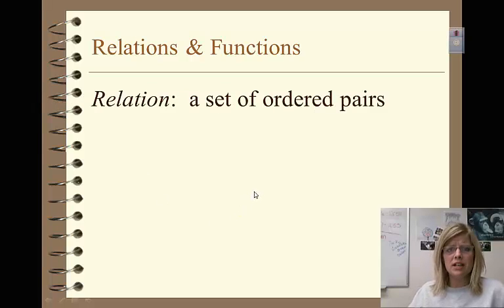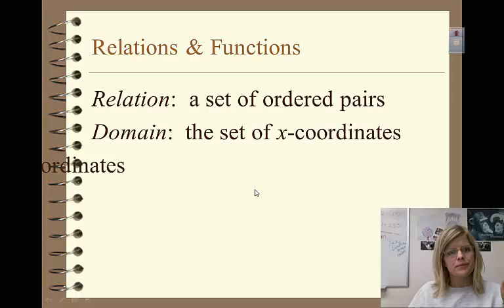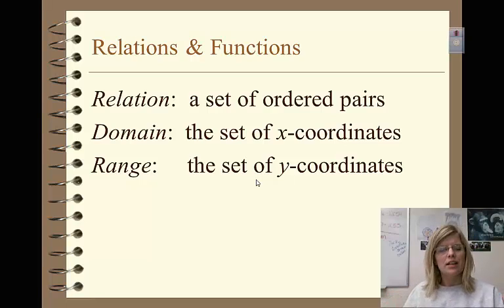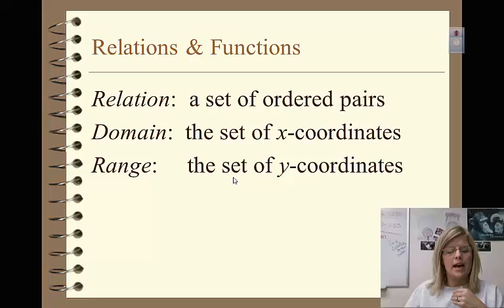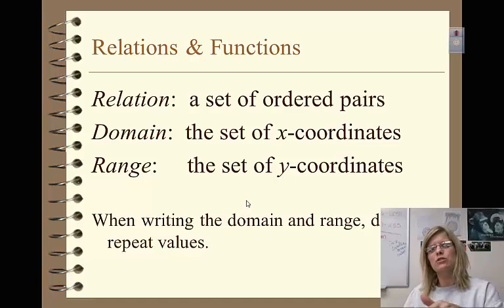Just a reminder, a relation is a set of ordered pairs, x and y coordinates. Your x values are always your domain, and your y values are always your range. Even if you graph something, look to see what's on the x-axis, whether it's miles, time, or weight. That is your domain. The y-axis is your range. When writing the domain and range, you never want to repeat, and you always go from smallest to largest.